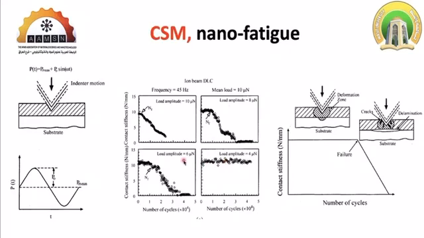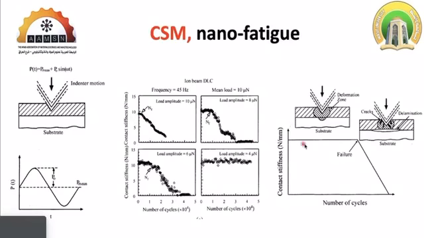With increasing the load amplitude, there is a failure point which can be detected from the reduction in the contact stiffness measurement. With increasing the load further, the point moves to the left until it gets here.